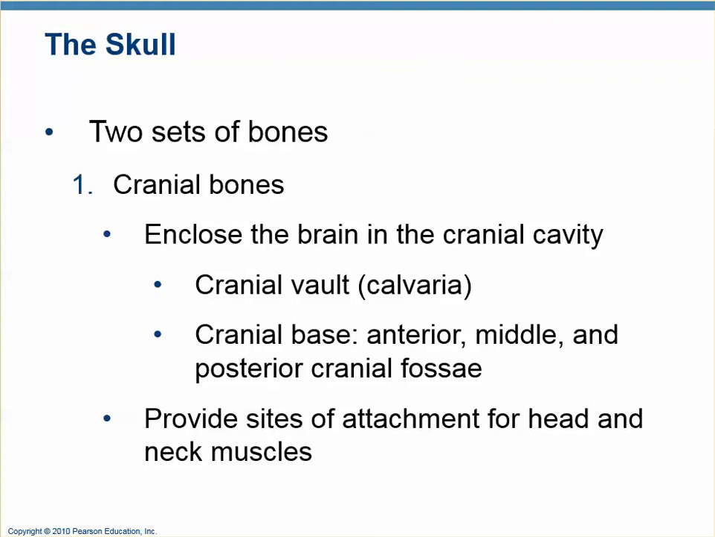the cranium. There's a cranial vault, which is the roof, and the cranial base, which consists of three fossae: anterior, middle, and posterior cranial fossa. They're there to protect the brain. They also provide sites of attachment for muscles, muscles of your neck and so on. All of that happens through the cranial bones.